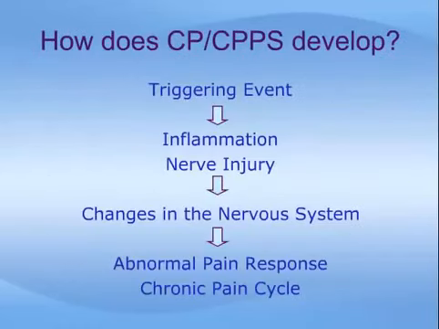How chronic prostatitis chronic pelvic pain syndrome develops is just now being properly understood. The condition begins with some sort of triggering event, which will be described further shortly. This event leads to inflammation and nerve injury. Inflammation is the body's response to injury, infection, and other stimuli. Inflammation and nerve injury, in turn, lead to changes in the nervous system, and in time, this leads to an abnormal pain response, and to a cycle of chronic pain.